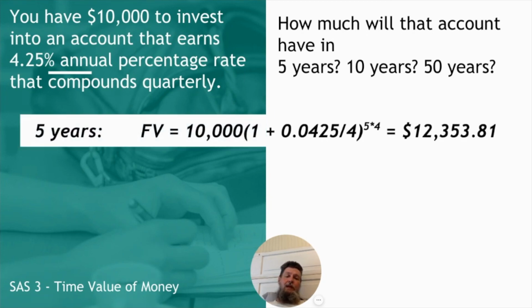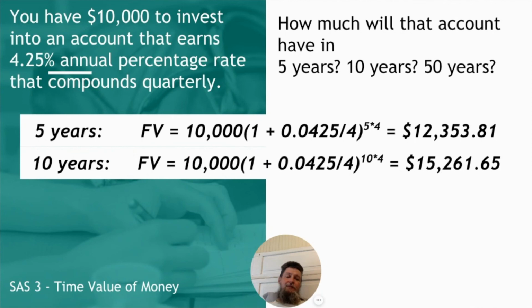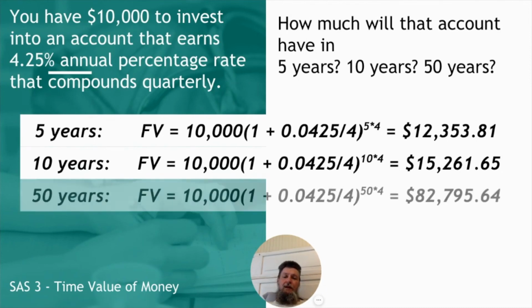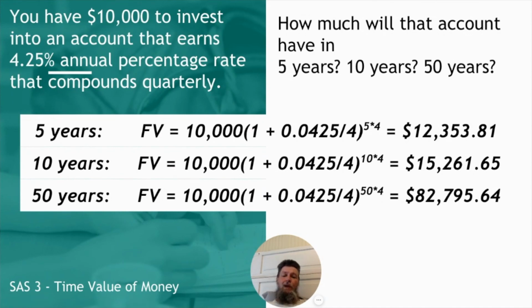5 years, it'll have $12,000. We have made $2,353.81. 10 years, we've made $15,260. We have $15,261. We've made $5,261.65. And in 50 years, we'll have $82,000 in there. And we only put $10,000 in. So if you've got a lot of years to wait, you can have a lot of money.